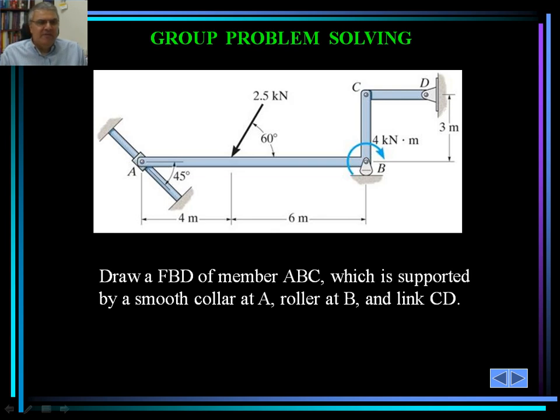So let's take a look at this system that's given here. We would like to draw a free body diagram of member ABC only, and we're not concerned with the rest of it. Member ABC is supported by a smooth collar at A and a roller at B and the link CD, right? So if you want to only draw the free body diagram of ABC, as shown here, we are going to have one reaction, one external force at the end of C.